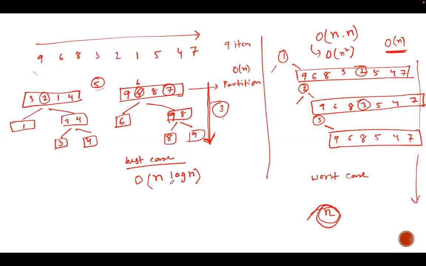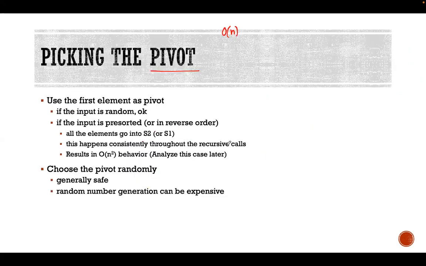Depending on this runtime, this is going to determine the overall runtime of the quicksort algorithm. So in the worst case, it can be order of n square, and in the best case or average case, it can be n log n. Okay, so picking the pivot, if we just pick a random value, in the average case it works fine. If the input is random, we can pick the first element as a pivot.